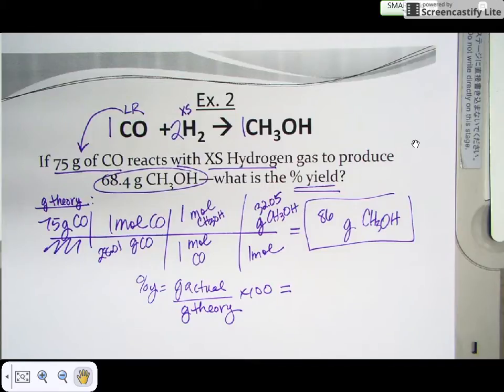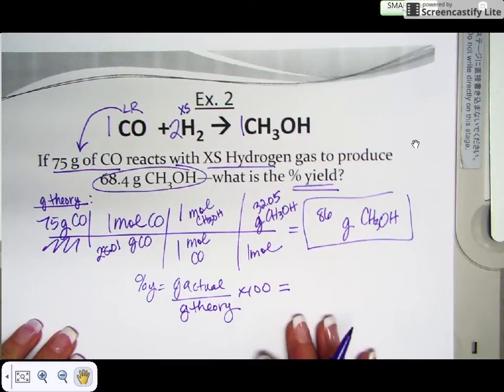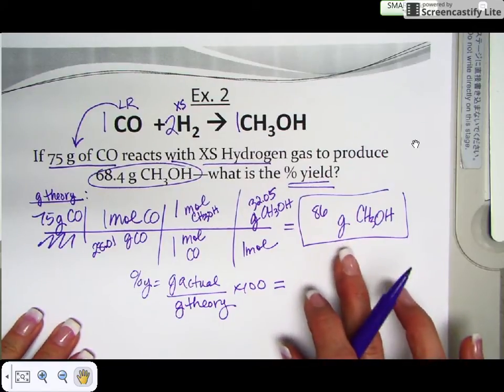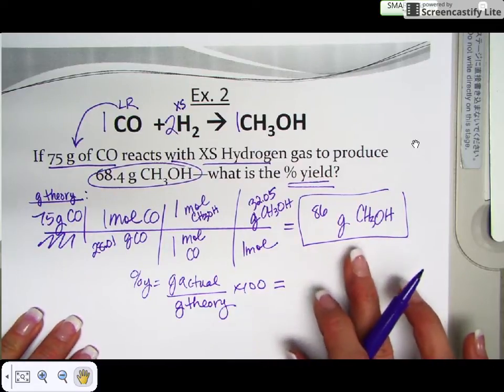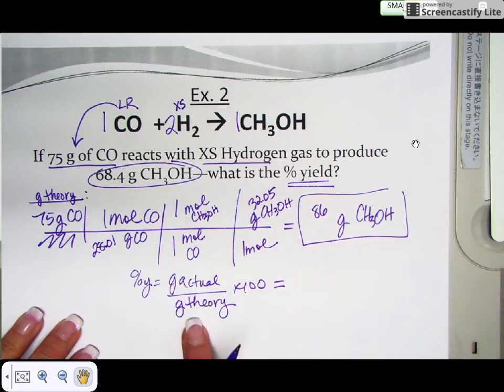Okay, so I reached my time limit on the previous video, so this will be just part 2 of that. I was almost finished and I want to do one other example. So we had just figured out that the maximum amount of CH3OH we could make was 86 grams of the methanol. So this grams theoretical will plug into the denominator of our formula.